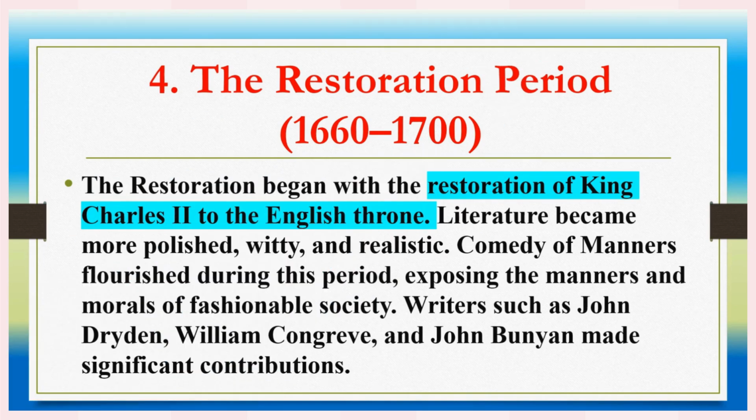The Restoration period, 1660 to 1700. The Restoration began with the restoration of King Charles II to the English throne. Literature became more polished, witty and realistic. Comedy of manners flourished during this period, exposing the manners and morals of fashionable society. Writers such as John Dryden, William Congreve and John Bunyan made significant contributions.